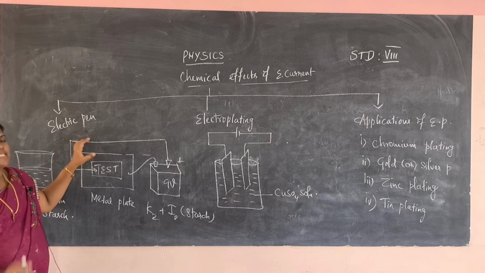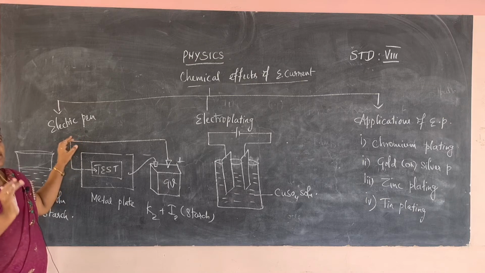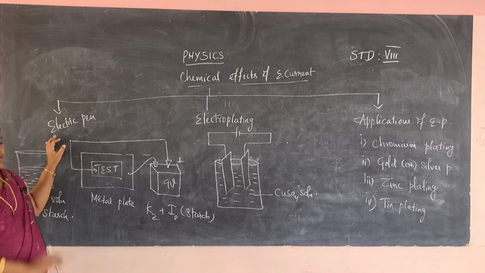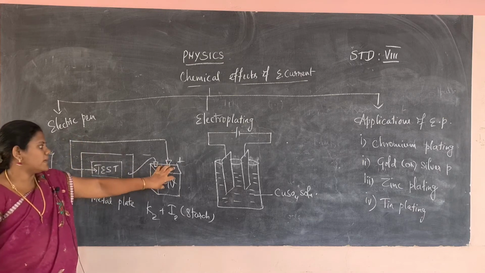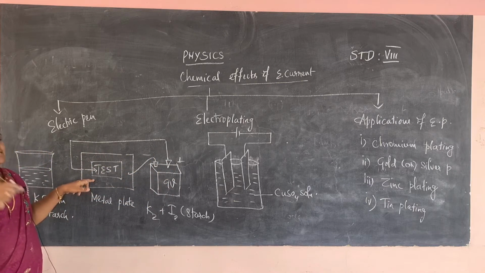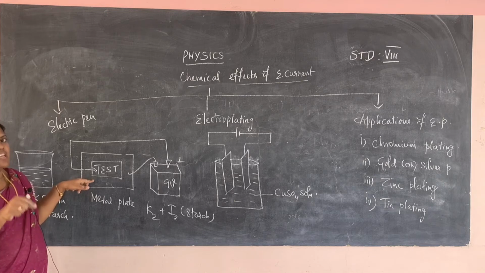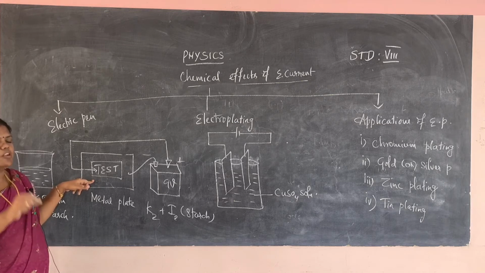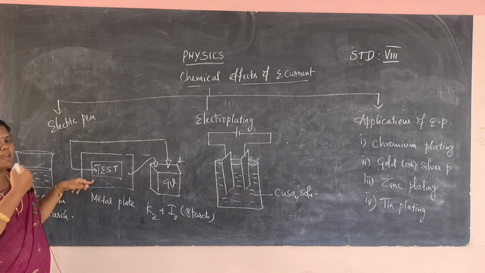Electric pen is nothing but a pen that works by passing an electric current. Okay, you have to pass the electric current by using a 9-volt battery. The second terminal touches the test paper. The test paper has the KI solution. The KI solution will be split up into two, that is potassium and iodine.